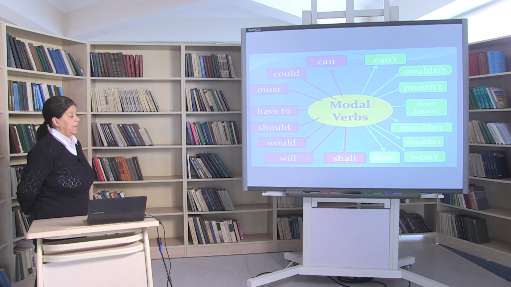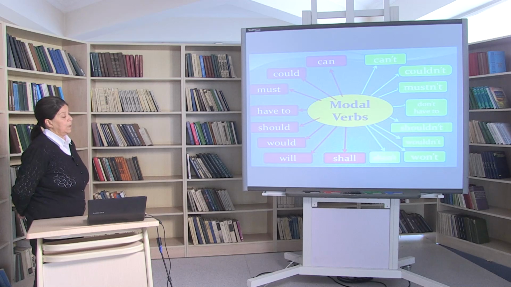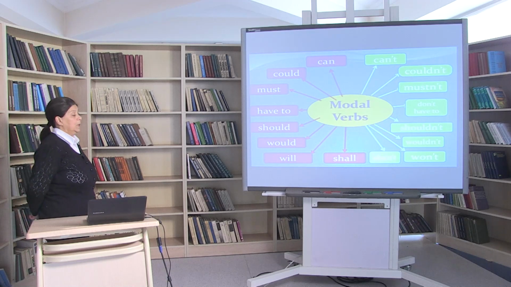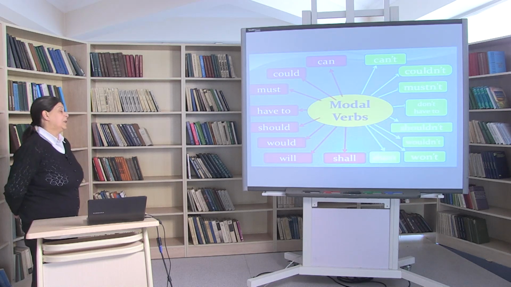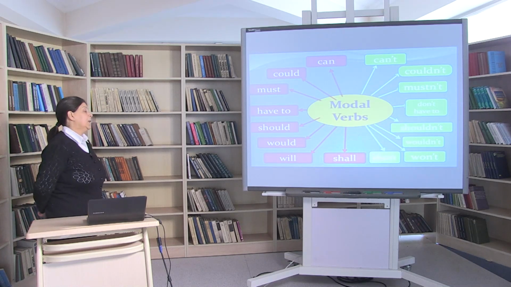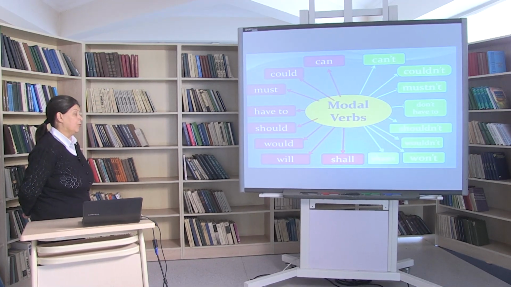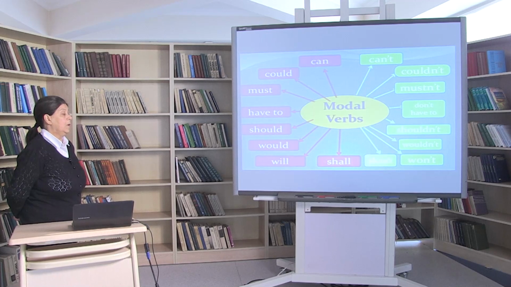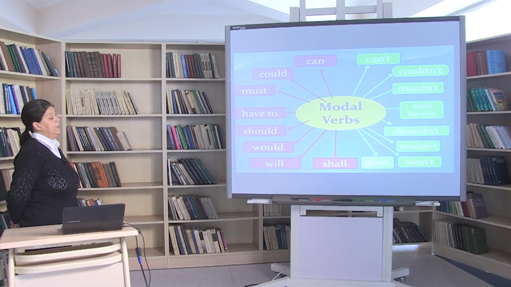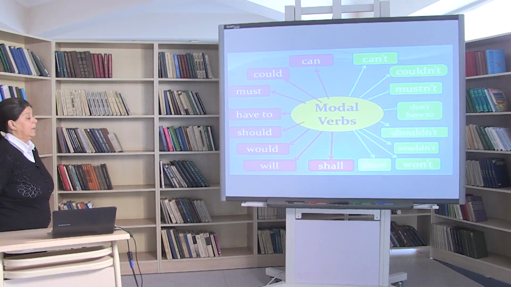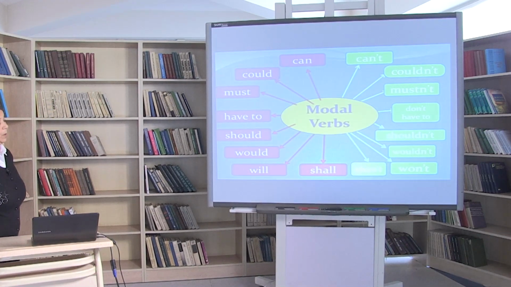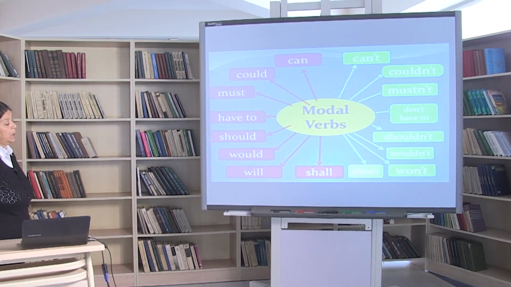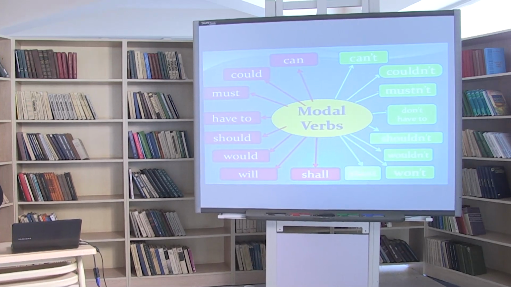Will is also a modal verb. It is used to express certainty. Or it is used to express invitation, offer. For example, you will see me, yani sen məni mütləq görməlisən. Or will you help me, mənə kömək edərsiniz. Will you have this sandwich, bu sandwichi yeyər misiniz? In this situation, we express offer and suggestion.